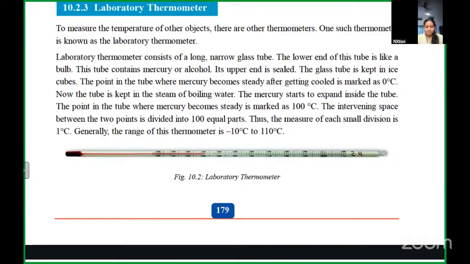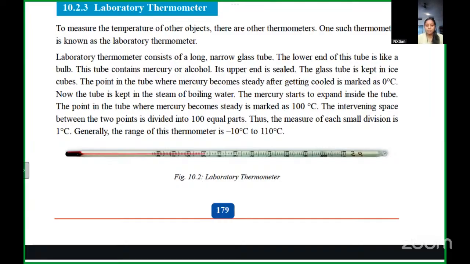Now we keep the tube in the steam of boiling water, and mercury starts to expand inside the tube. The point where mercury rises and becomes steady is marked as 100 degrees Celsius. The space between the 2 points, 0 to 100 degrees, is divided into 100 equal parts. Thus, one small division is 1 degree C.